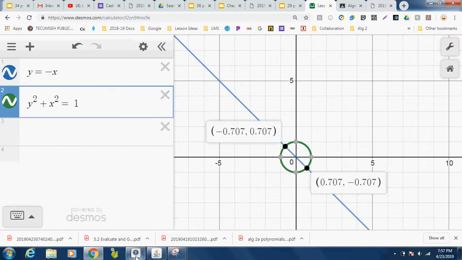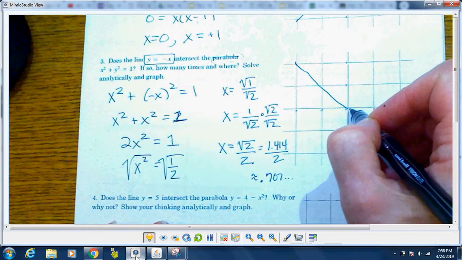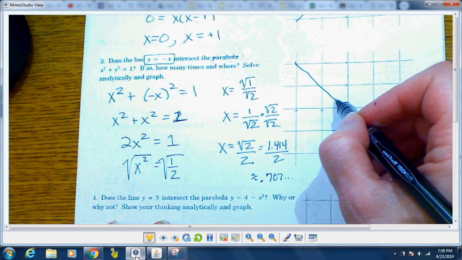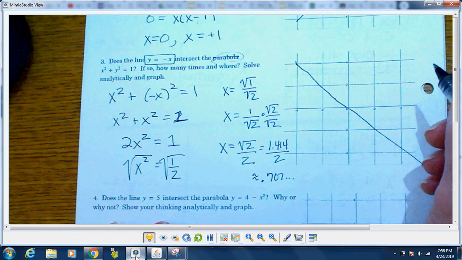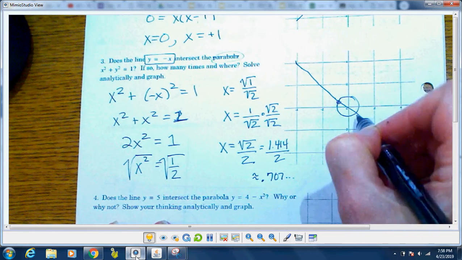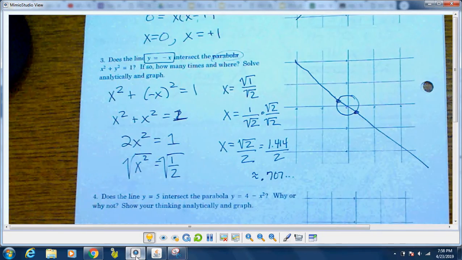It does say parabola here, which is a little disconcerting because this is the formula for a circle. So not quite sure what they're looking for there. If it was a parabola, it would be intersecting back here. So yeah, we're just going to go ahead and say yes, it does intersect at those 2 places, here and here.